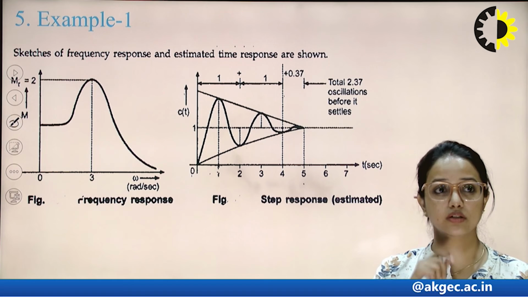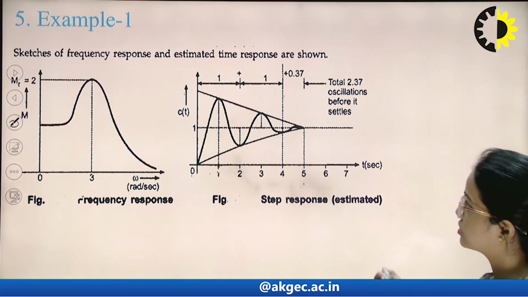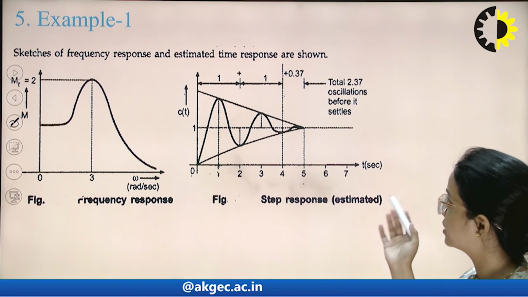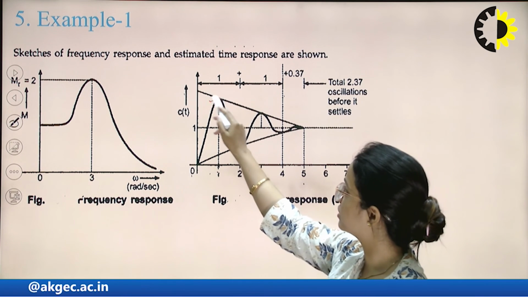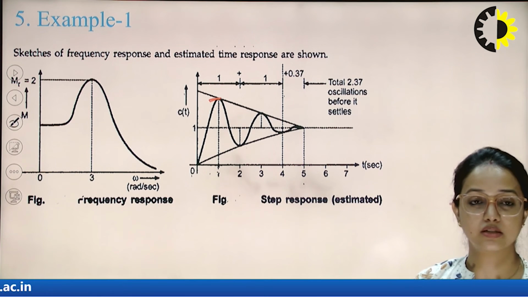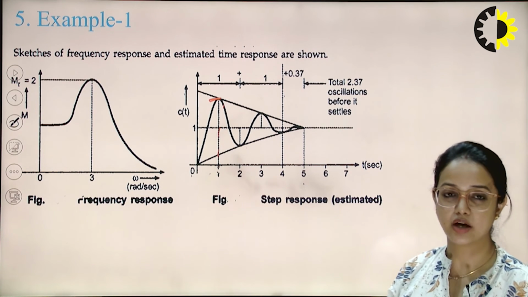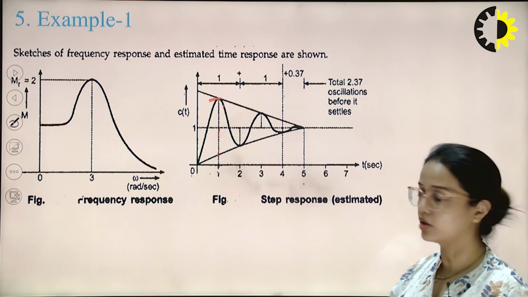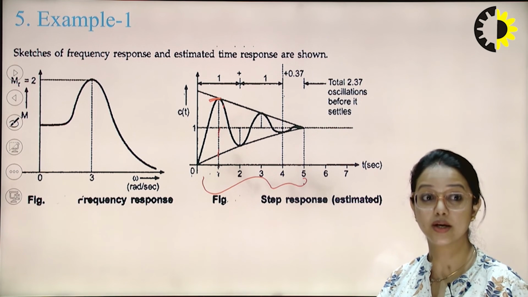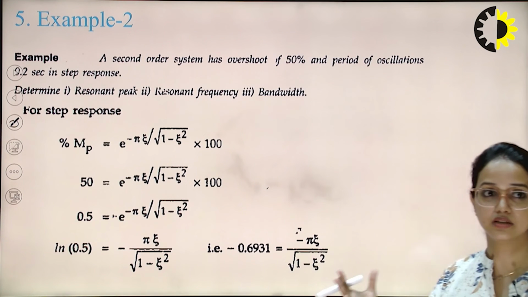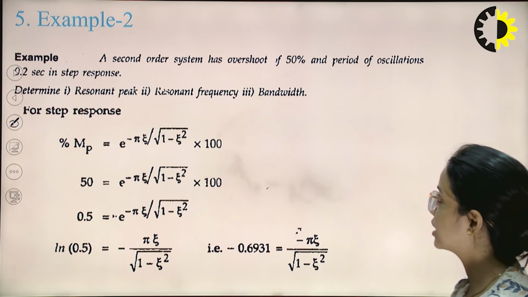And now they want us to sketch the response. Sketching the response means, let's say, to sketch the frequency response, we have to mark the value of omega and the value of the peak. For this peak we should have a resonance, we should have the resonant frequency. Then we must show the system getting settled. This is how we can estimate the overall diagram.